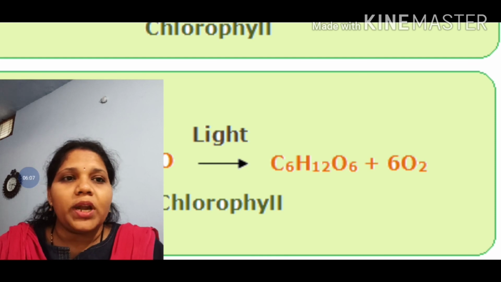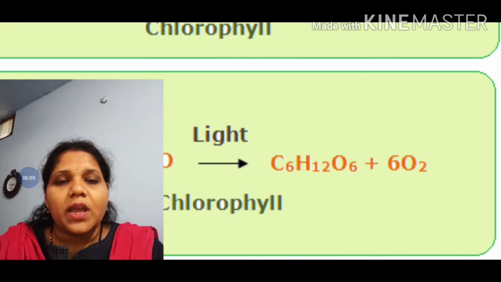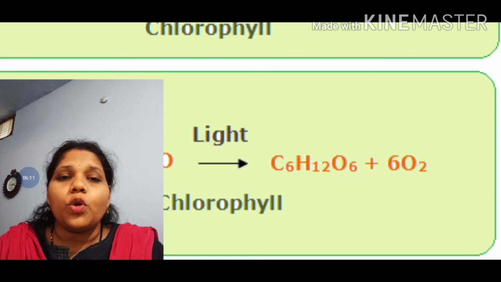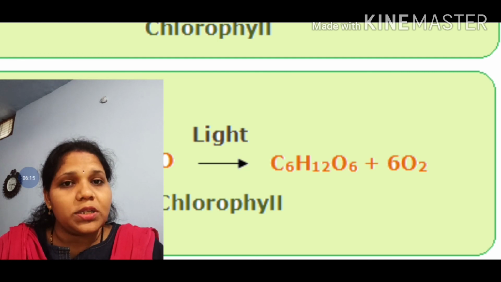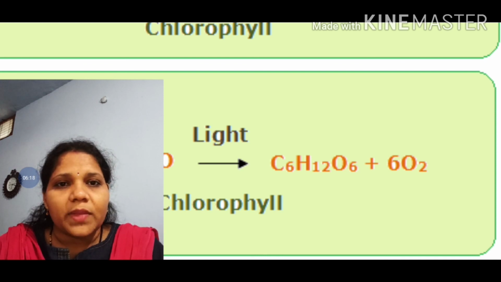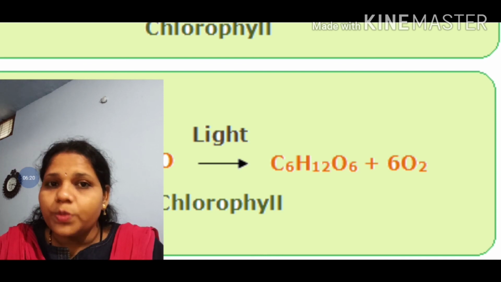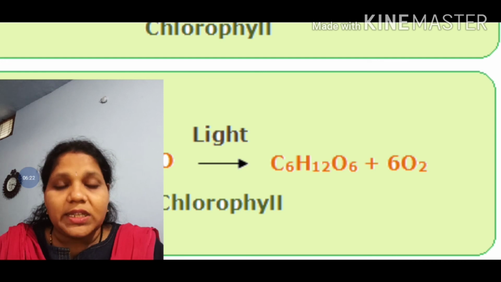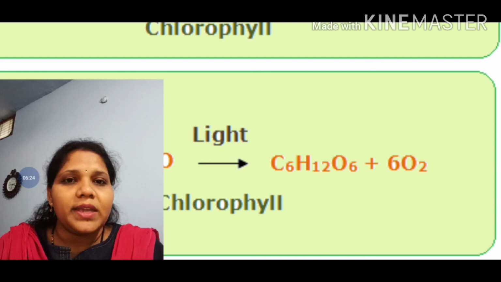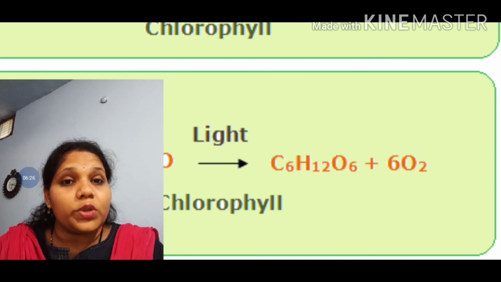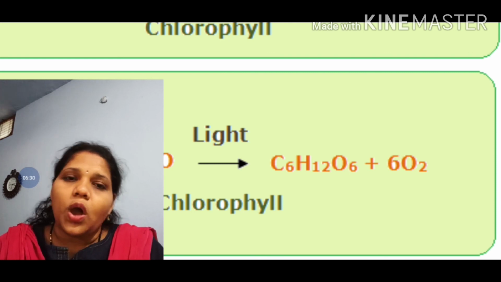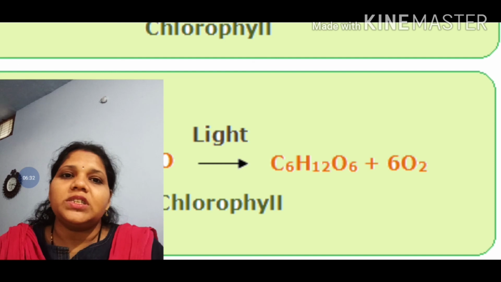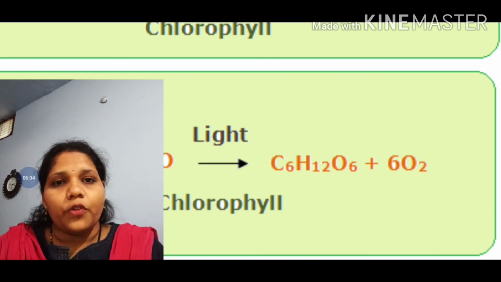The next component is your oxygen. Generally, oxygen moves out from the plant as a byproduct of this reaction. And that oxygen which moves out from the plant is utilized by other organisms in the process of respiration. So this is all about the components which are utilized in the equation of photosynthesis.